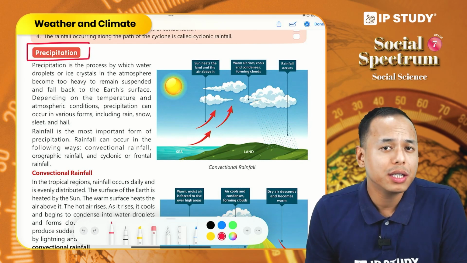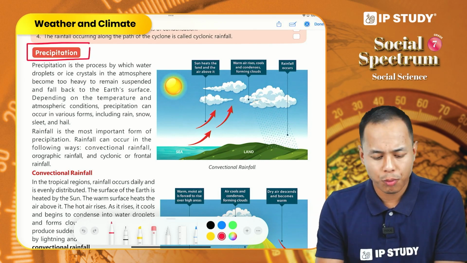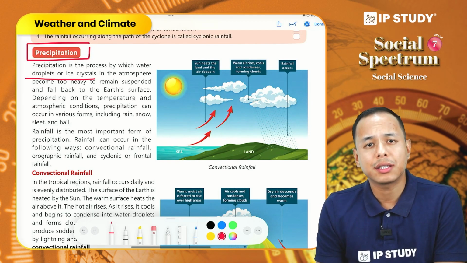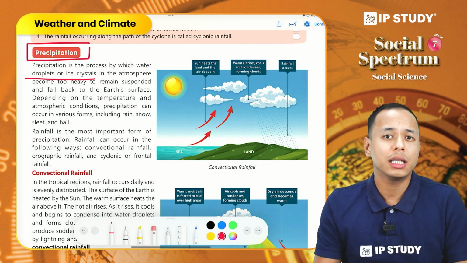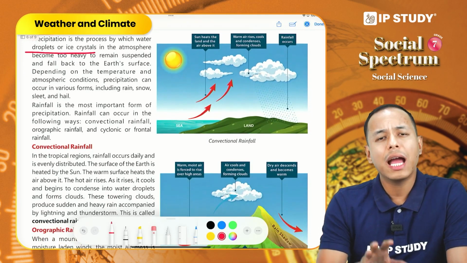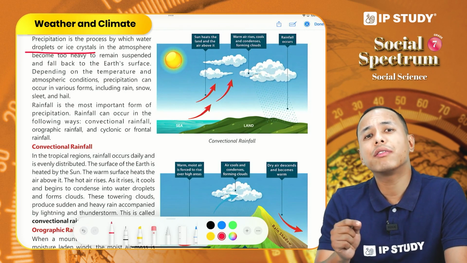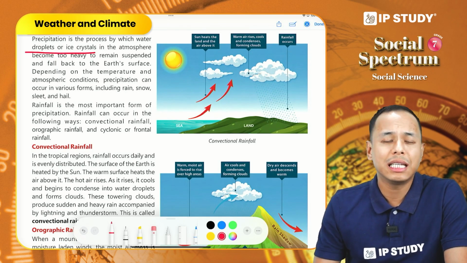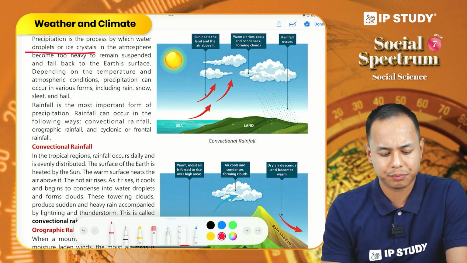As we have already discussed, precipitation is the process by which the water vapor or moisture in the air converts into water droplets or ice crystals. Once it becomes heavy, it is unable to stay afloat in the air, and it falls down on the surface of the earth. Depending upon the temperature and other atmospheric conditions, there are different forms of precipitation. For example, rain, snow, sleet, hailstorm. So these are all the different forms of precipitation.